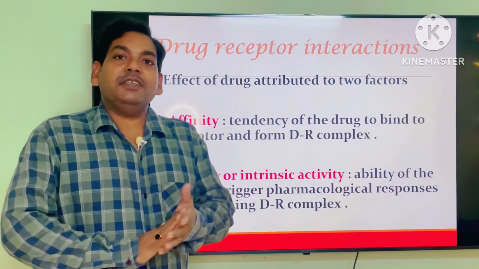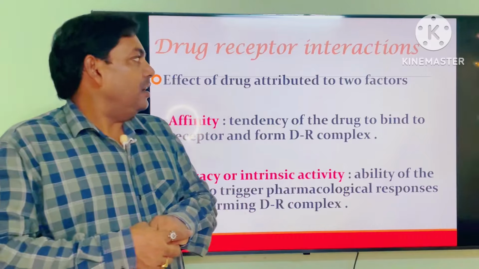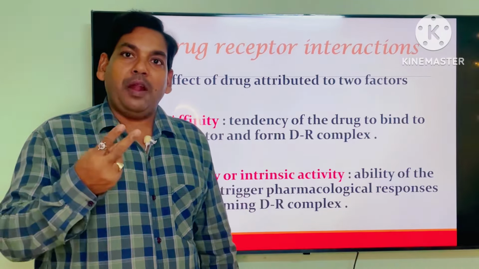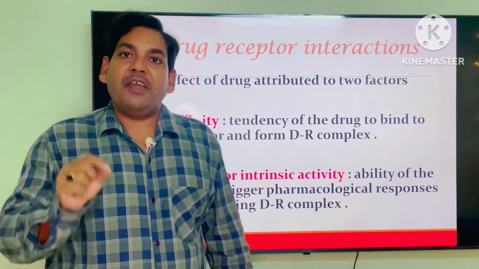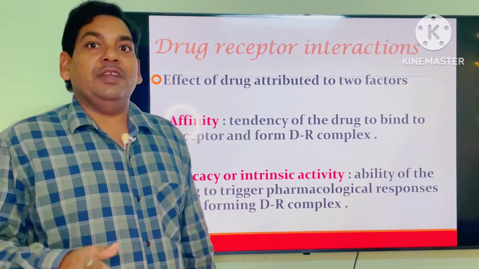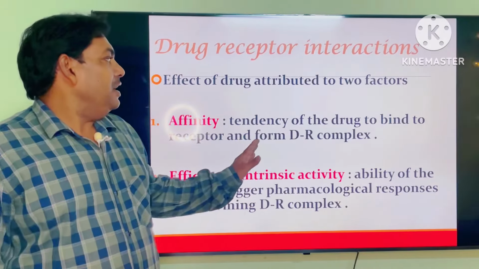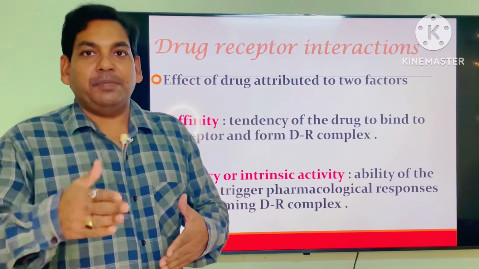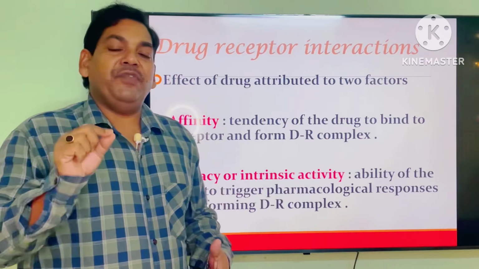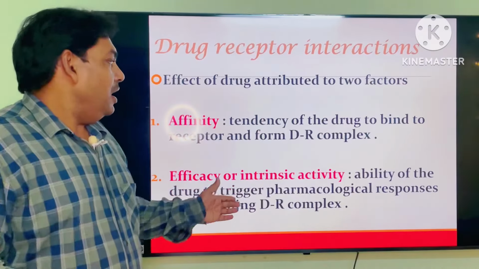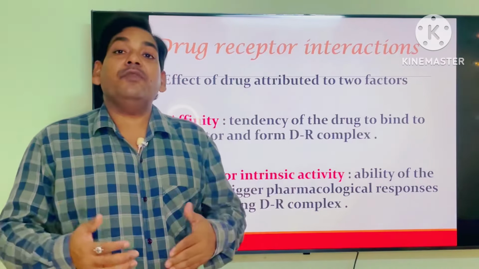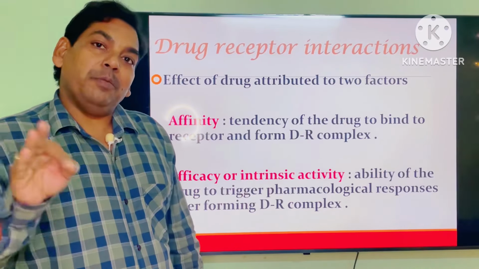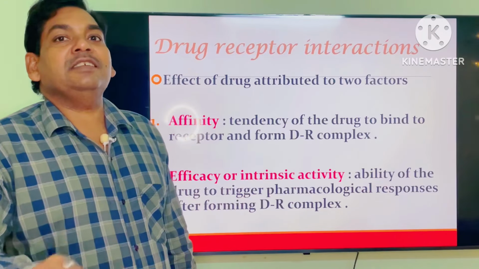Next, on the basis of their effect, the drug is divided in two parts. The function of the receptor has two factors. First is the affinity, second is intrinsic activity. What is affinity? The ability or tendency of the drug to bind to the receptor, forming the drug receptor complex, is known as affinity. The ability of the drug to trigger the pharmacological response after binding to the receptor is known as intrinsic activity.